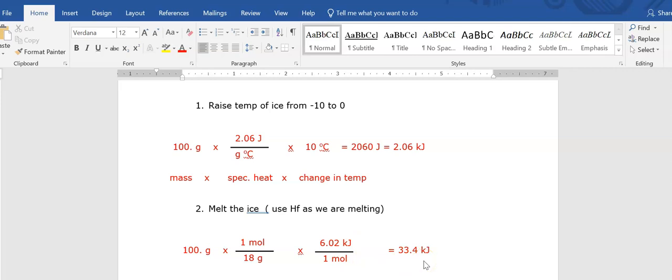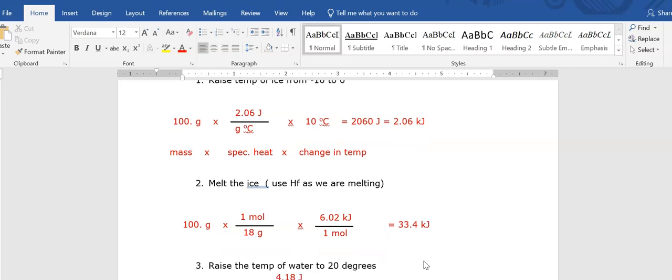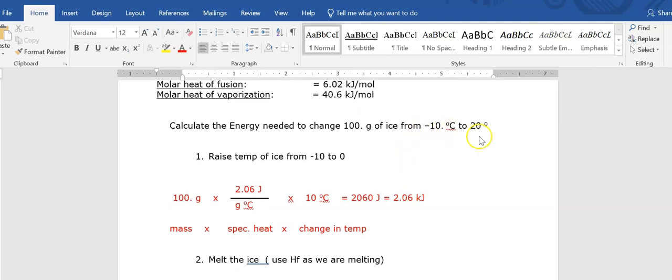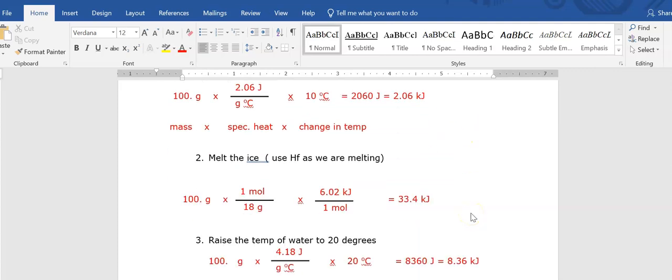Finally, now that all the ice is melted and we have water, we want to raise the temperature of the water to 20 degrees. That's what it said in the problem to do. If we go up here, we're changing it to 20 degrees. So it's mc delta T again, mass of the water, the heat capacity of water, because now it's water, and 20 degrees C, and we get 8.36 kilojoules.